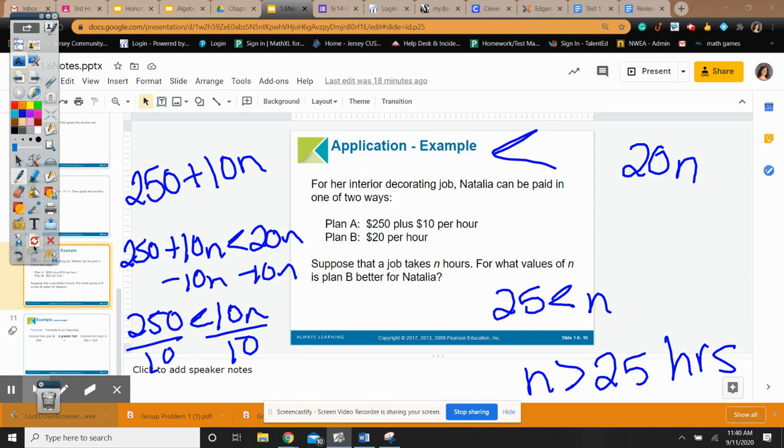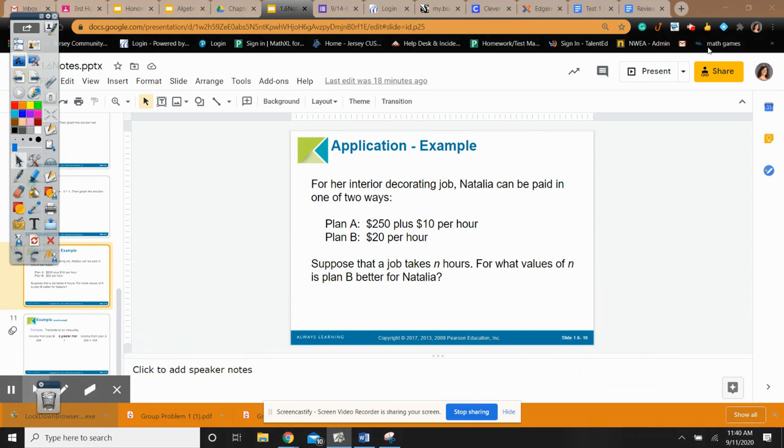So that's how you solve those equations. Okay, inequalities aren't too bad. I think you'll like them. If you have questions, we will have a whole work day tomorrow.